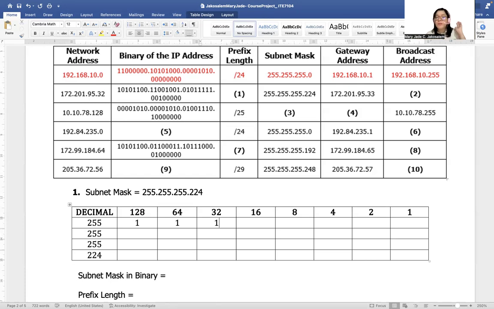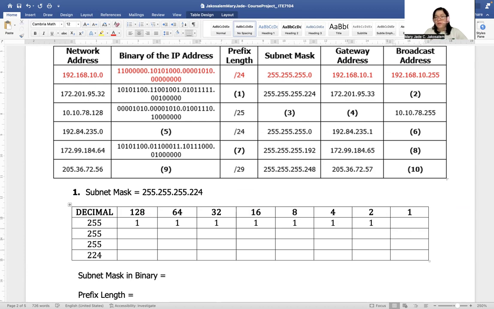Now, is 31 greater than or equal to 16? Yes, so another 1 here. Then 31 minus 16 is equal to 15. Is 15 greater than or equal to 8? Yes, another 1. Then 15 minus 8 is equal to 7. Is 7 greater than or equal to 4? Another yes, so another 1 here. 7 minus 4 is equal to 3. Is 3 greater than or equal to 2? It's greater than 2, so another 1. Then 3 minus 2 is equal to 1.